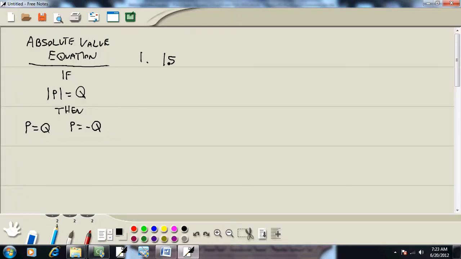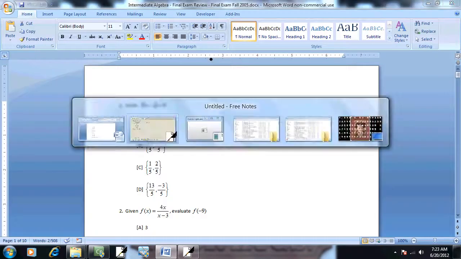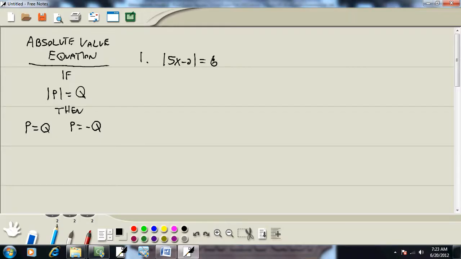Got the absolute value of 5x minus 2 is equal to 6. Well, the absolute value is by itself on the left side. There's no numbers in front of it, no numbers after it. So our formula says we drop the absolute value bars. We set it equal to positive the other side. We drop the absolute value bars and we set it equal to negative the other side. And at this point, these are linear equations, so we'll go through our steps for those.